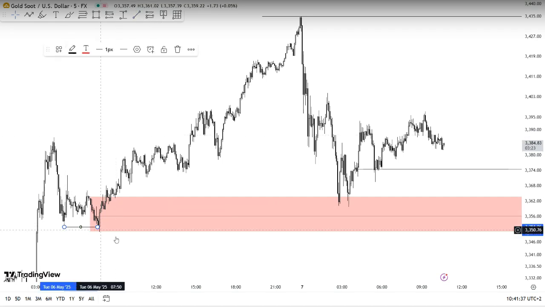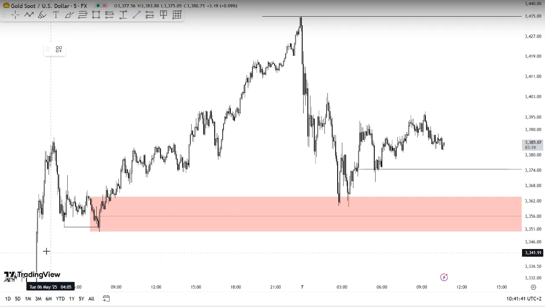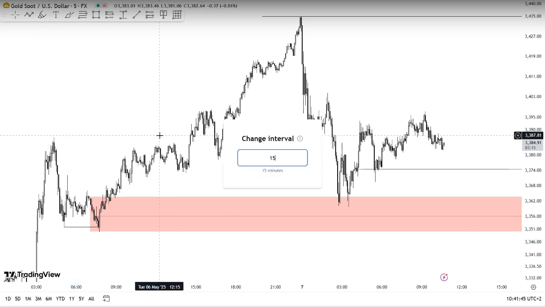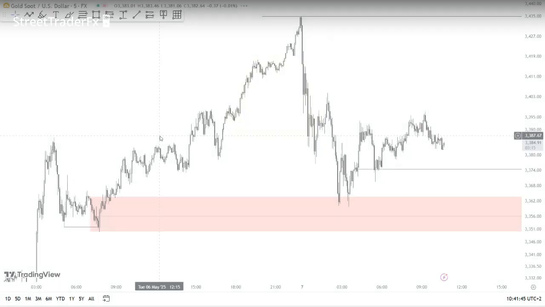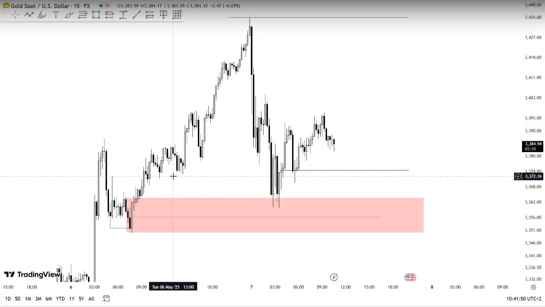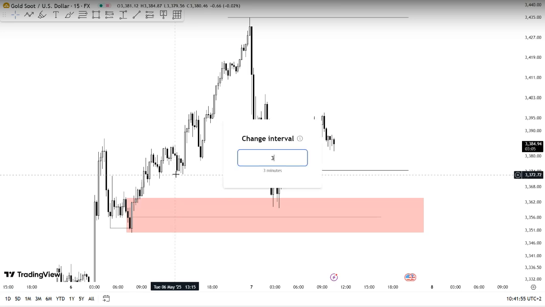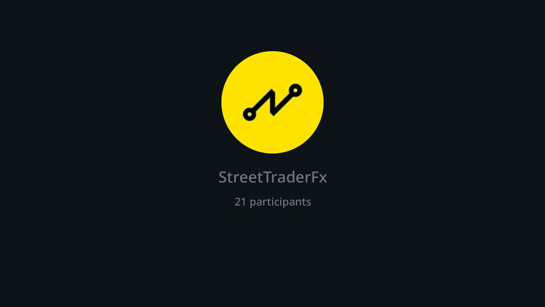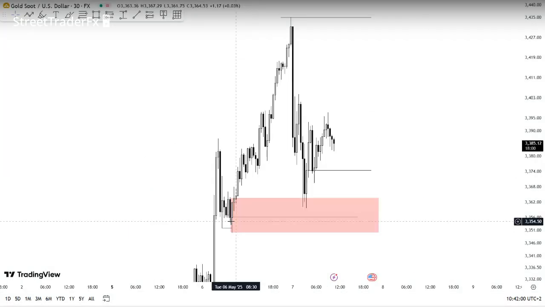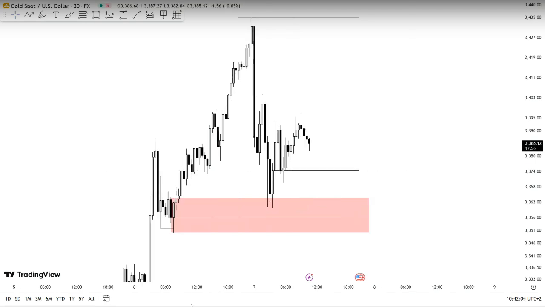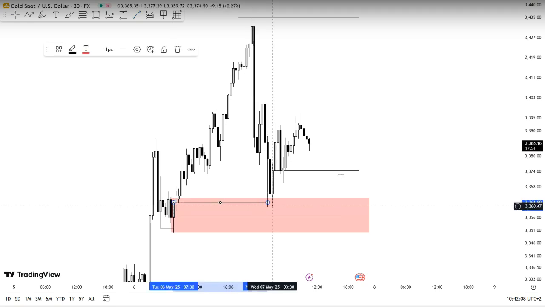Because remember, if we zoom in, okay, the zone wasn't tapped. Just give me a few minutes. Just want to recall what the idea that I had looked like. I just want to see which time frame it was on, because I'm still anticipating it to come down to that area.